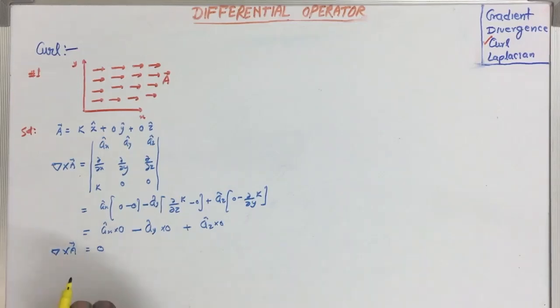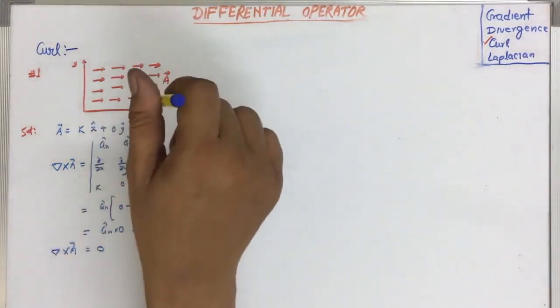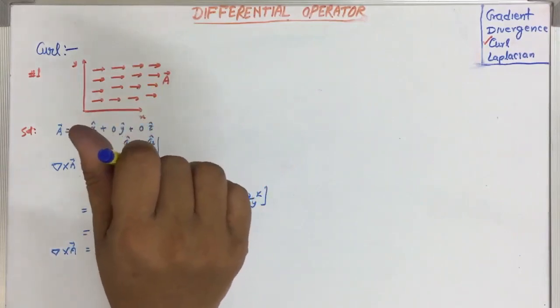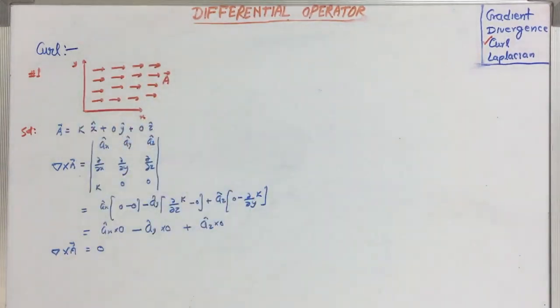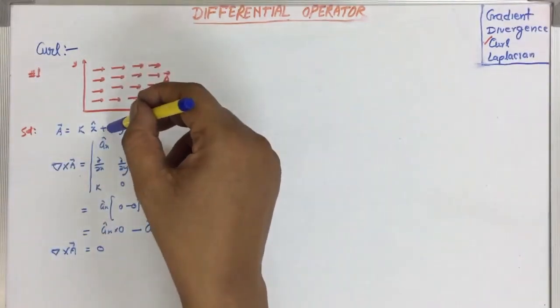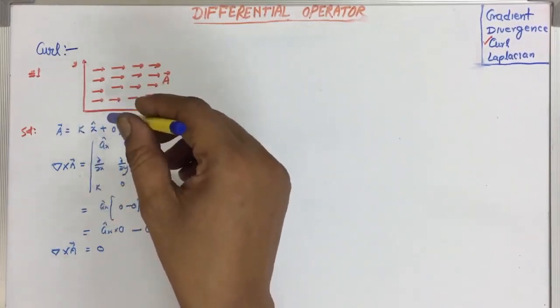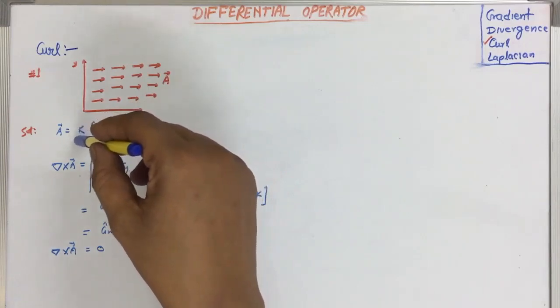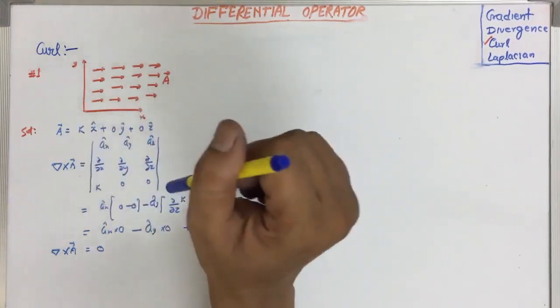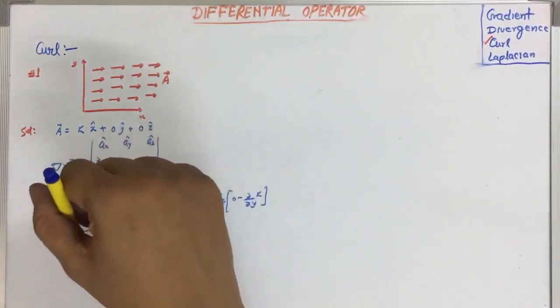The curl of the vector field A of this nature is 0. It means this field is not having any curling nature. The field is irrotational. Sometimes a question like this is asked: if the field is given, show that the field is irrotational, or if they put any constant here and the remaining things are known to you, they will say find the value of this so that the field becomes irrotational. It means you have to show that the curl of the field is 0.